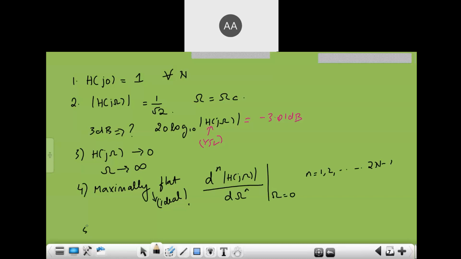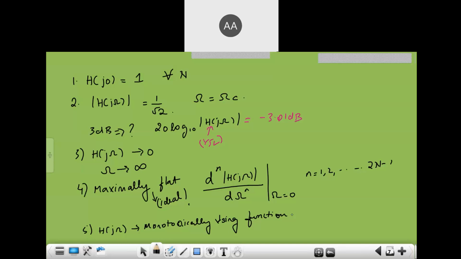The last point is that H of j omega is a monotonically decreasing function. All right, so these are the characteristics of your filter, and of course there are a few more things that we have to see. The ideal characteristics I have already told you what it is.